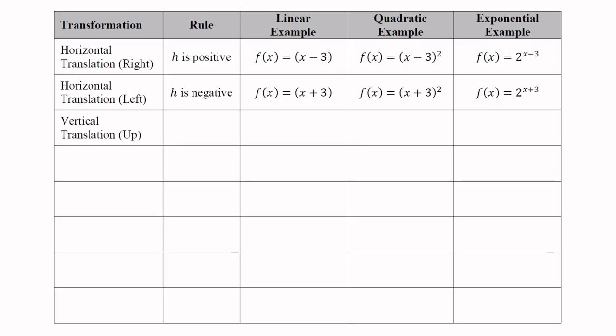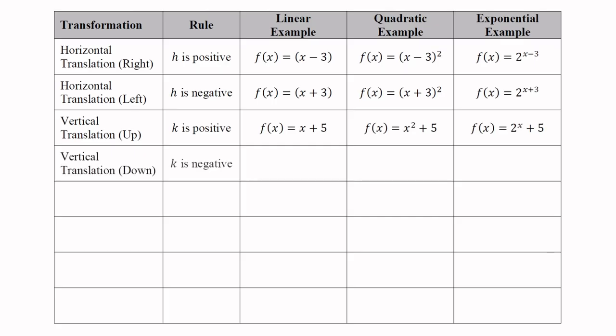Or a vertical translation up is when k is positive. So in all three cases, you're going to stick some positive number on the end of your function. Same thing with a vertical translation down. You're going to subtract some value on the end of your function.